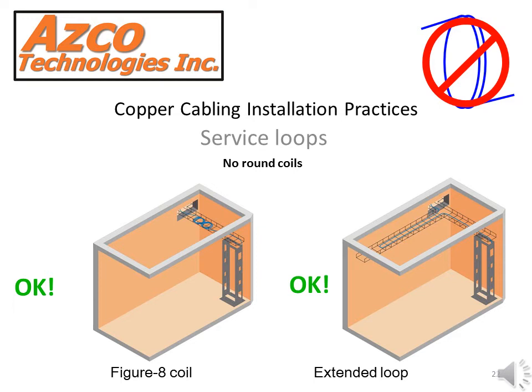Service loops. When using service loops to accommodate future installs and flexibility in cabling, always put it in a figure 8 or loop it out around a cable tray. Never use a round.